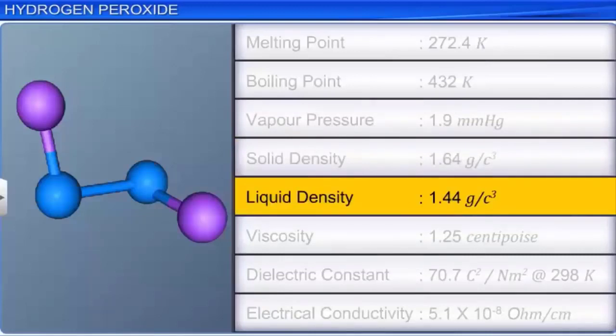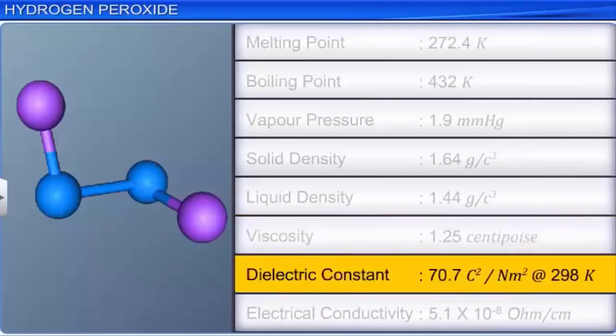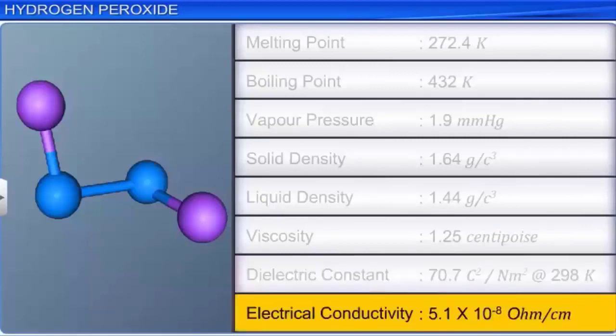Its viscosity is slightly higher than water at 1.25 centipoise. Its dielectric constant at 298 Kelvin is 70.7 Coulomb square per Newton meter square. And electrical conductivity is 5.1 into 10 raised to minus 8 ohm per centimeter.